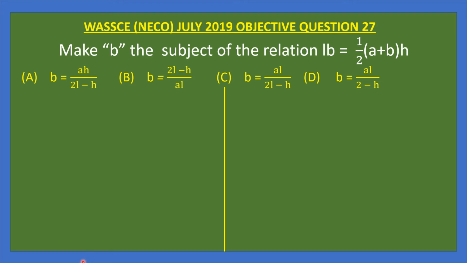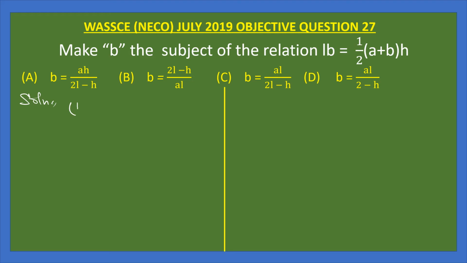Okay, let's take the next question. They said this is West African Senior School SAT, NECO, July 2019, objective question number 27. They say make B the subject of the relation LB is equal to half into A plus B times what? H. The options are A, B, C, and D. So let's do justice to it. Solution.